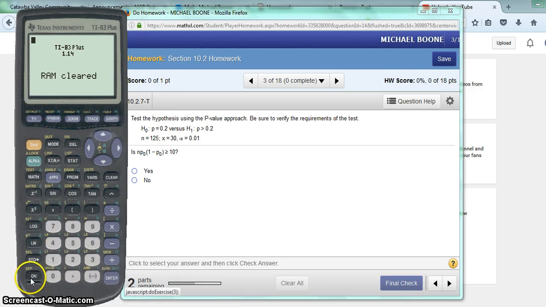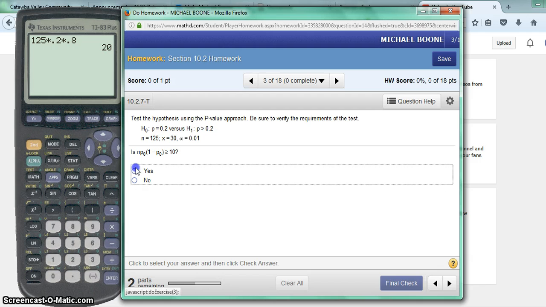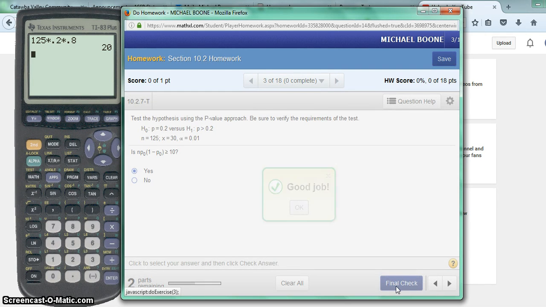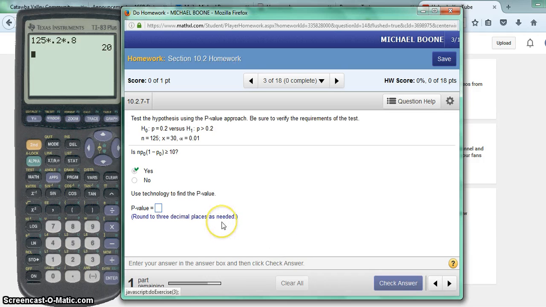Our sample size is 125 times 0.2 times 1 minus 0.2, which is 0.8, and so it's greater than 10, so that we can check off. And so now we need to find the p-value. So we're just going to use technology to find the p-value.